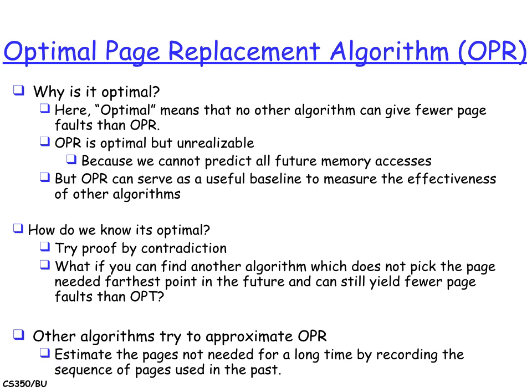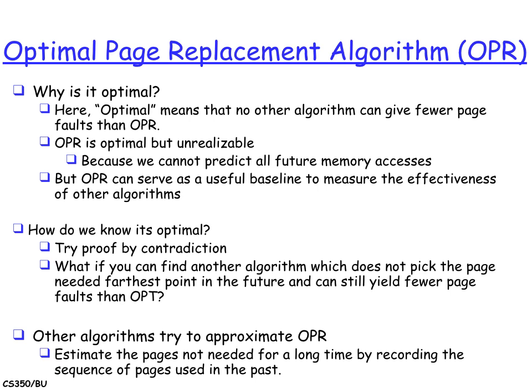So the purpose of OPR is to give a baseline. Basically, it tells you what's the best that any algorithm can do. So if you design a page replacement algorithm, OPR can tell you what will be the minimum number of page faults that we can ever expect to achieve with a given set of memory accesses.